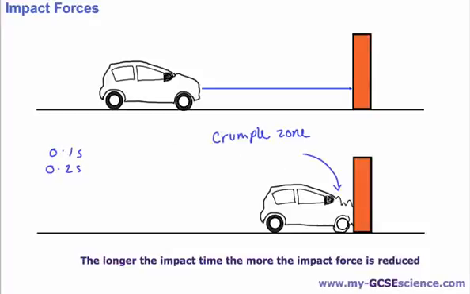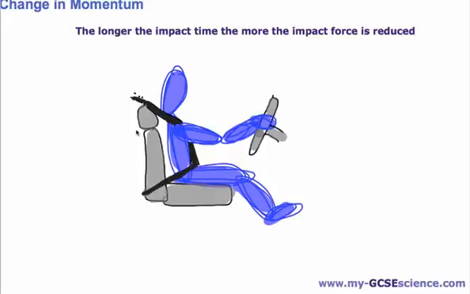Okay, now that's not the only safety feature that we have in cars. Another set of safety features are more of the features that are inside the car. And if we take this idea of the longer the impact time, the more the impact force is reduced, we have various things inside the car. The first one is the safety belt.